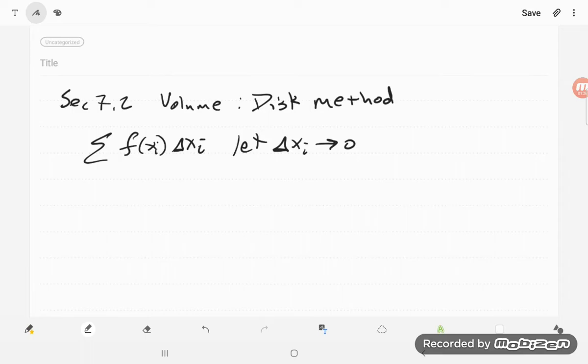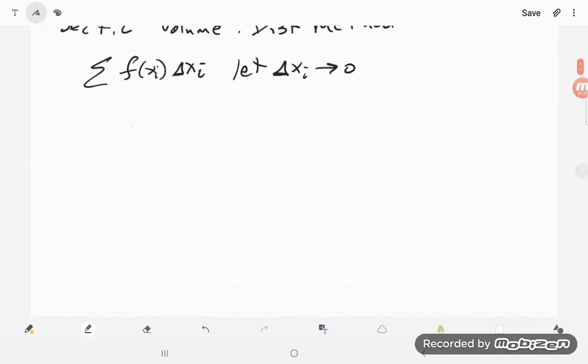So in 7.2, we get this disk method for volume. If I just have some shape like this that does look like it is sort of made out of disks. I did a kind of a poor job there drawing.